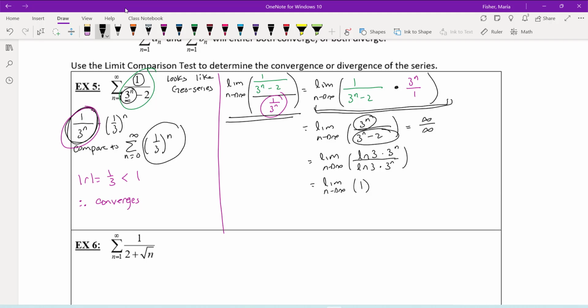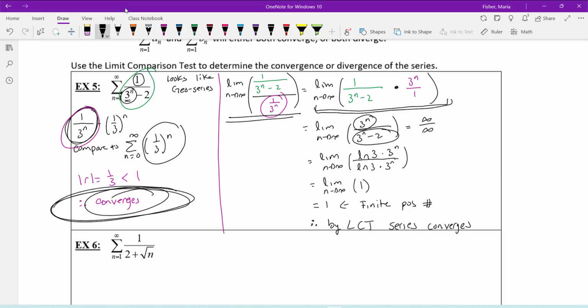So what is the limit as n goes to infinity of 1? Well, it's going to be 1. Well, 1 is a finite positive number. Since it's a finite positive number, we can then say that by the limit comparison test, and I'm going to write LCT for limit comparison test, our series converges. And our series converges because whatever the known series does, if we end up with a finite positive number, the given series will also do.